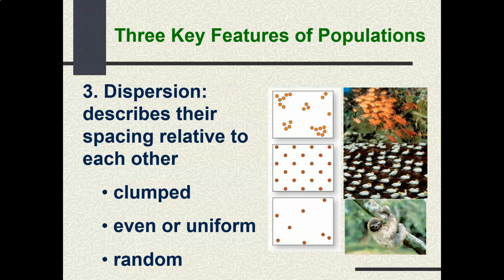This idea of a clumped pattern, which is what you're seeing up here and illustrated by the school of fish, more of an even or uniform population dispersion like the birds here, or something that's just kind of more random. And there doesn't really seem to be any particular pattern that we can discern from something like our cute little sloth there.